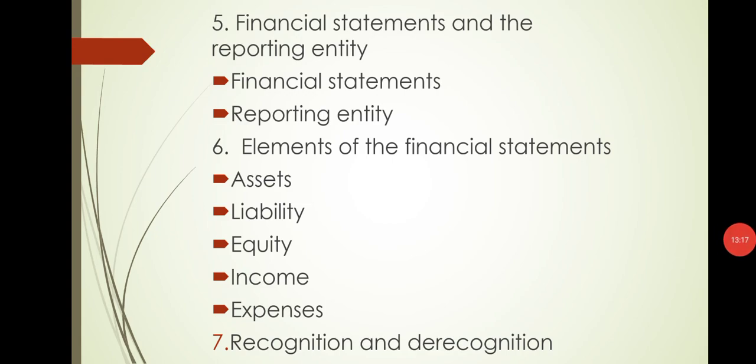The conceptual framework defines the elements of financial statements to be assets, liabilities, equity, income, expenses. What is asset? Already you know that a present economic resource controlled by the entity as a result of past events, right? So which are expected to generate future economic benefits, that is called assets. What about liability? A present obligation of the entity to transfer an economic resource as a result of past events, that is called liability.